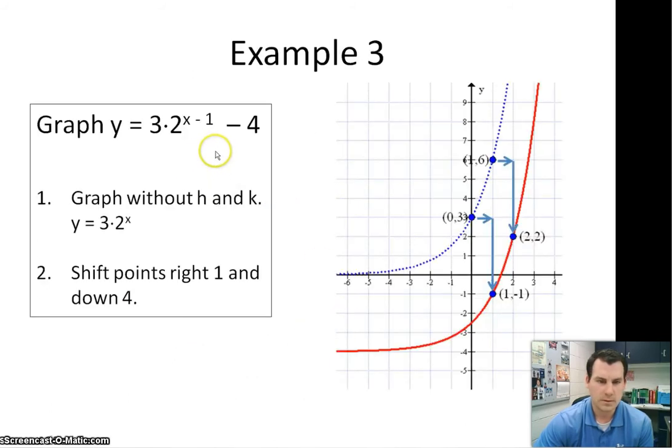Okay, so here's another example. If we have 3 times 2 to the x minus 1 minus 4, the graph without h and k will just be 3 times 2 to the x, so that's the dashed blue one here. So you put in 0 and you put in 1, you get the points (0, 3) and (1, 6). And now we're going to shift it 1 to the right and down 4.